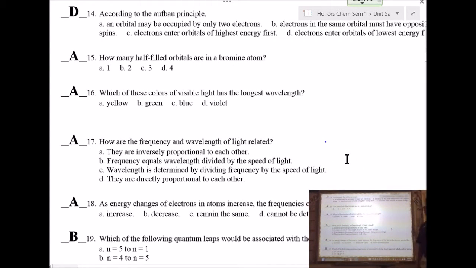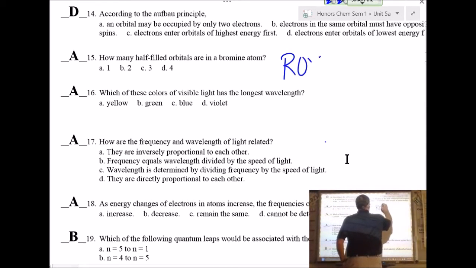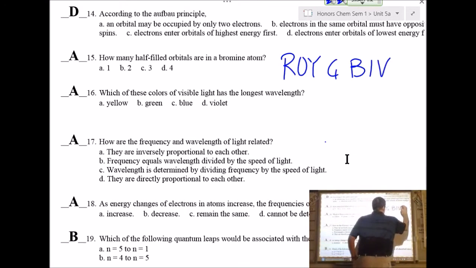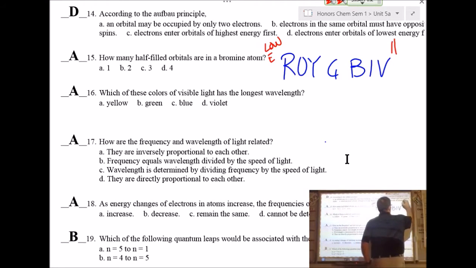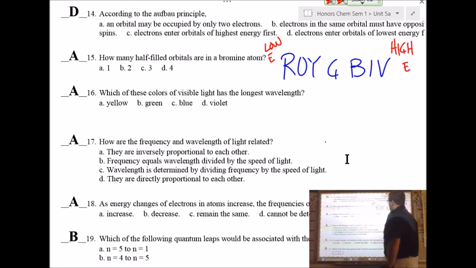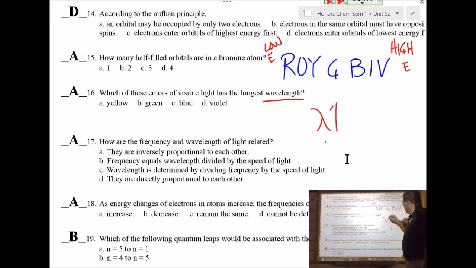All right, where are we at? 16. Which of the following colors of the visible light has the longest wavelength? Make sure you know good old Roy G. Biv. And we talked about this is low energy, or this is high energy. So when we talk about energy in relationship to wavelength, what is the relationship? If the wavelength goes up, then what happens to the energy? Yeah, it's inverse. So bigger wavelengths relate to lower energy.